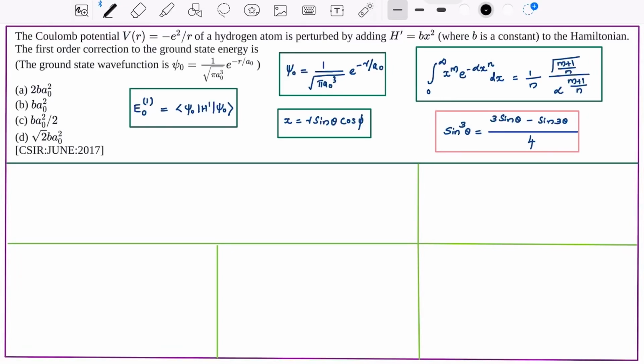Problem 19, Quantum Mechanics. The question is: the Coulomb potential V(r) = -e²/r of a hydrogen atom is perturbed by adding H' = Bx², where B is a constant, to the Hamiltonian. The first order correction to the ground state energy is. Here in the question, the first order correction to the ground state energy of the hydrogen atom is asked.